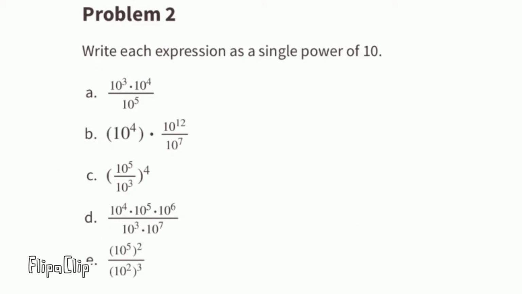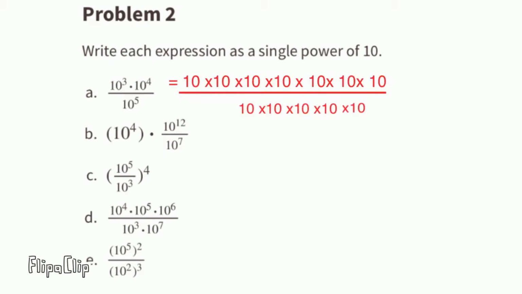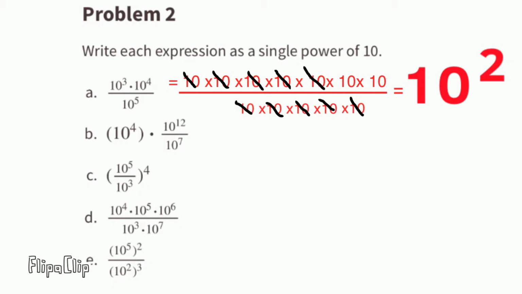A. 10 to the power of 3 times 10 to the power of 4 over 10 to the power of 5. That's the same as 10 times 10 times 10 times 10 times 10 times 10 times 10 over 10 times 10 times 10 times 10 times 10. Each time we have 10 divided by 10, they cancel each other out. It turns out that all 5 on the bottom are canceled out, and 5 of them on top are canceled out, just leaving on top 10 times 10, with an imaginary 1 on the bottom. So it's 10 times 10 over 1, or 10 to the power of 2 divided by 1, which equals 10 to the power of 2.